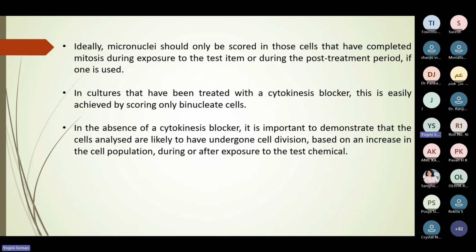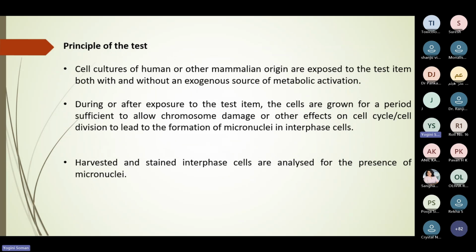So what is the principle of this test? Cell cultures of human or other mammalian origin are exposed to the test item with and without an exogenous metabolic activation system, that is with S9 and without S9. During or after the exposure to the test item, the cells are grown for a period sufficient to allow chromosome damage or other effects on the cell cycle or cell division to lead to the formation of micronuclei in interphase cells. Then the cells are harvested, stained and analyzed for the presence of micronuclei.